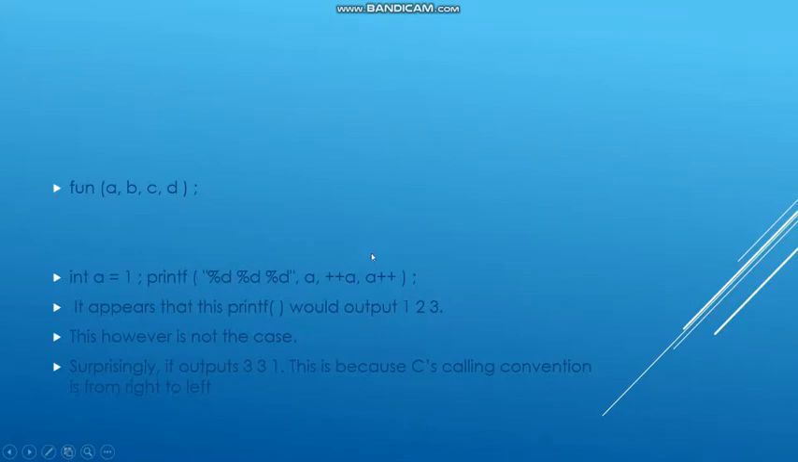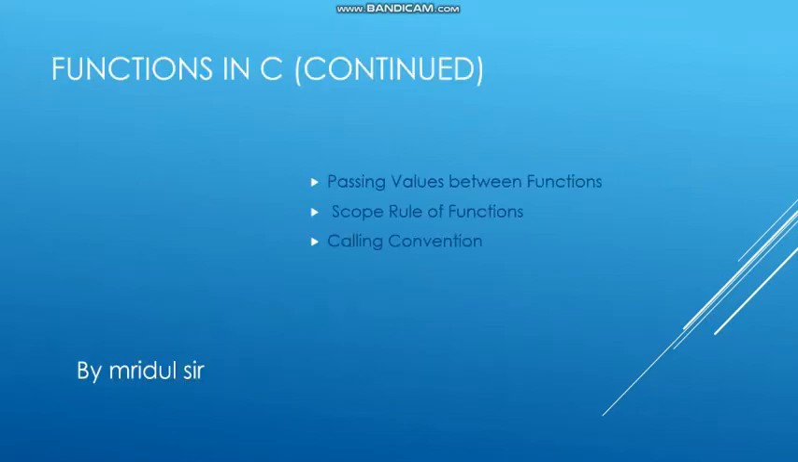So we have covered these three topics: passing values between functions, scope rule of functions, and calling convention. Hope you have understood. If you have any problem, ask me in the comment section.